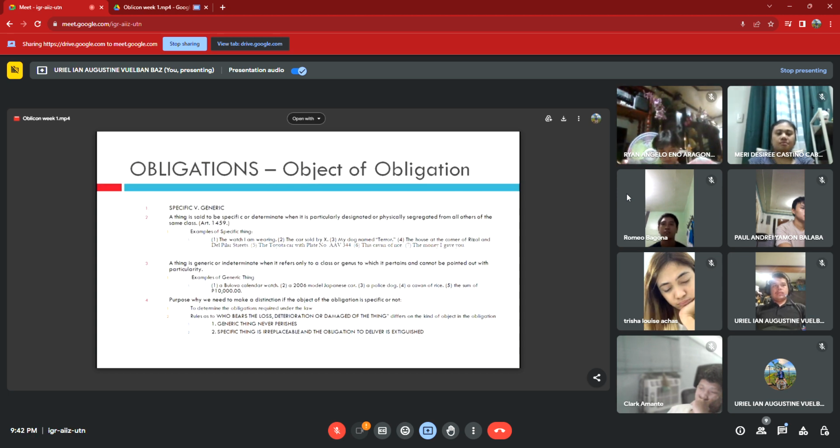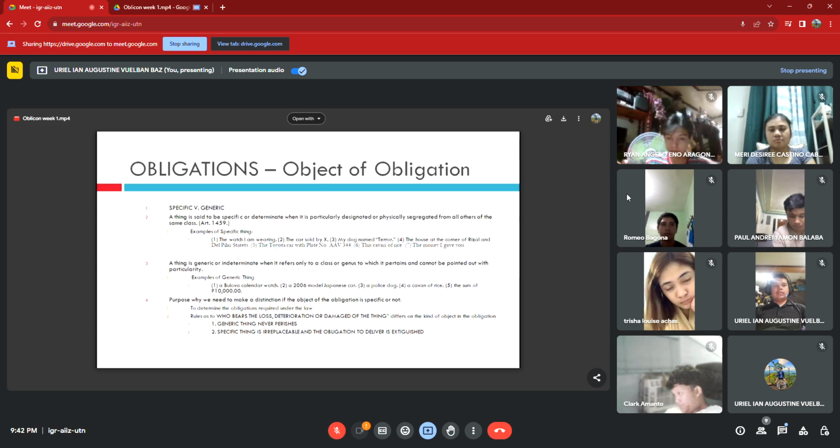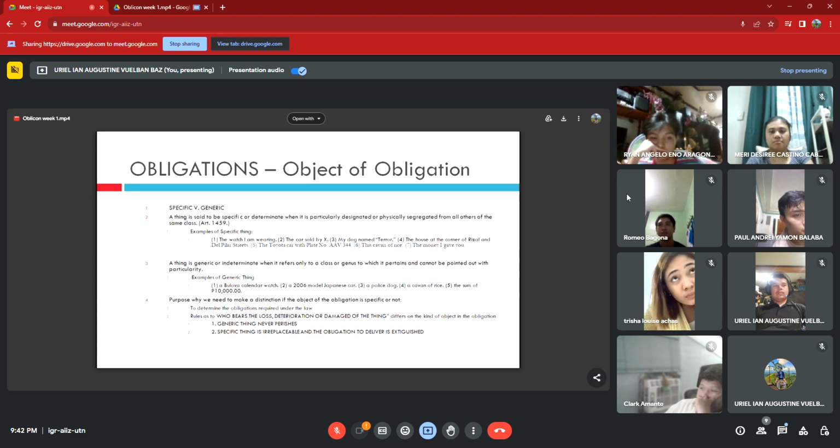Now, a generic thing never perishes, because a generic thing can be replaced. It is replaceable. It never perishes. And when it never perishes, the obligor debtor there is still obliged to deliver a thing of the same kind. The obligation to deliver there is not extinguished or terminated. On the other hand, a specific thing is irreplaceable. And the obligation to deliver is extinguished if the thing is lost, damaged, or deteriorated.